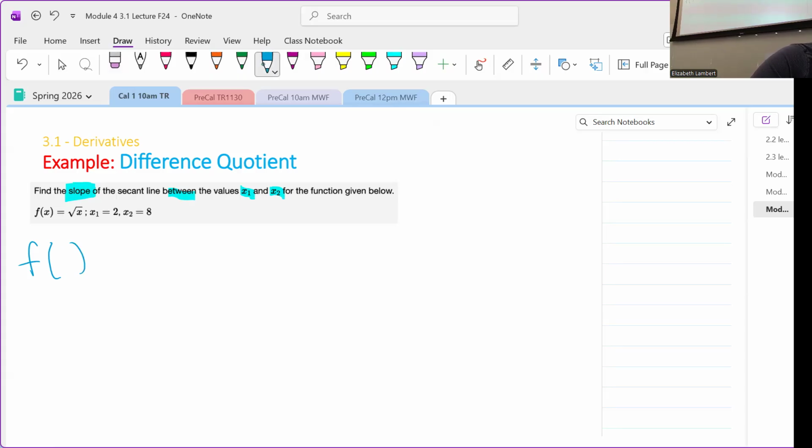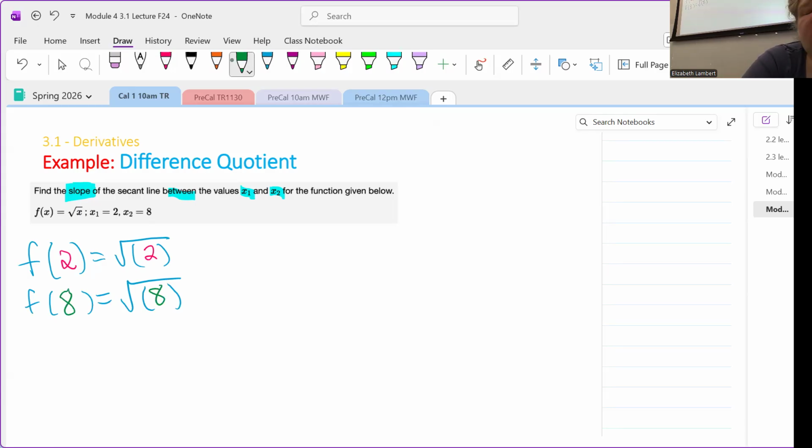So function is f of x equals square root x. So that's the same as f of anything I want equals the square root of that anything I want. For my first point, I'm going to plug in 2. So it turns out when x is 2, my y value is the square root of 2. Same song, second verse, but for the 8. So f of 8 is the square root of 8.